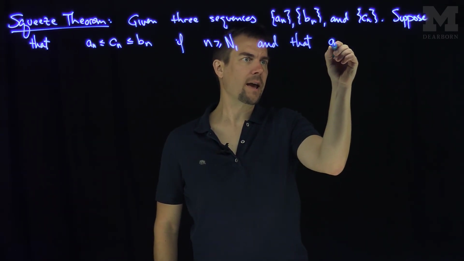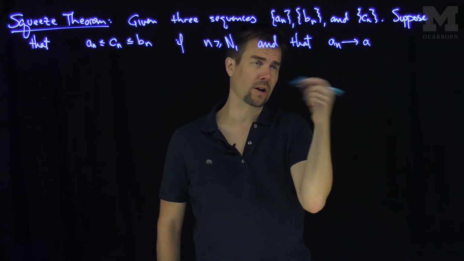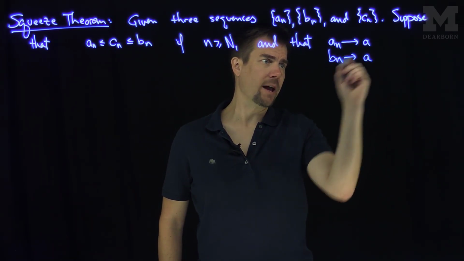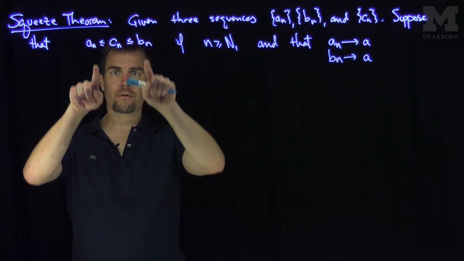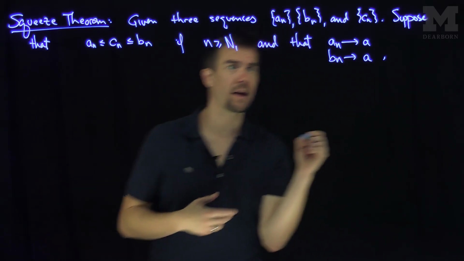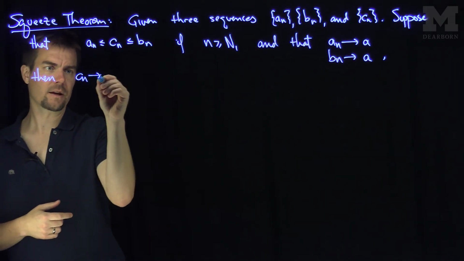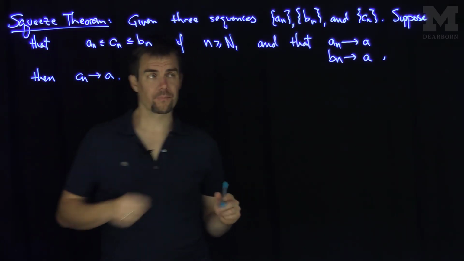that a_n, I'm going to write this notation, converges to a. It's a standard notation, just a shorthand for saying converges to a. And b_n converges to a as well. So if both a_n and b_n are converging to a, then we claim that the c_n sequence has to converge to a as well. Then c_n converges to a. And so here is the proof.